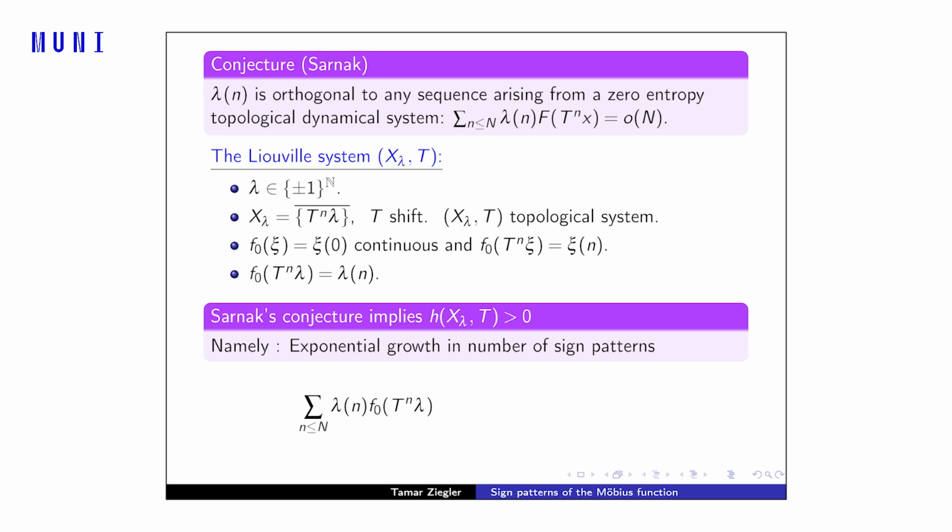Well, suppose it had 0 entropy, okay? If this system x lambda had 0 entropy, then it would fall into the category of Sarnak's conjecture. So lambda has to be orthogonal to it. So I should have that lambda n times f0 of t, not only f0, but for any continuous function, but in particular for the function f0, this thing should be little o of 1. But this is just lambda n squared, okay? So definitely not little o of 1, okay?